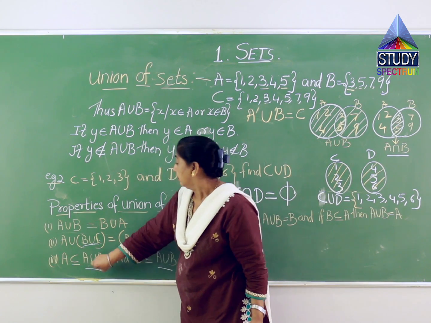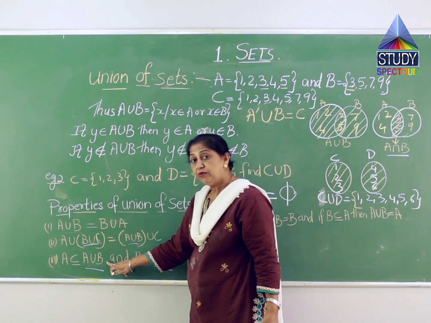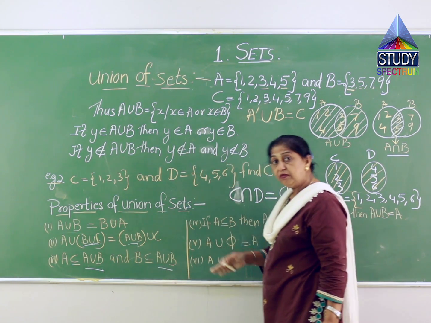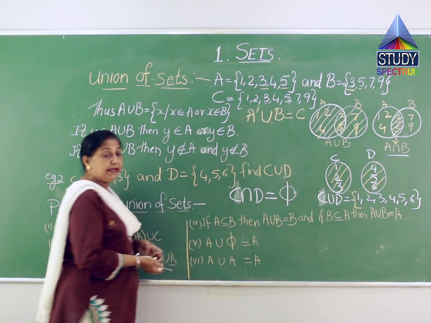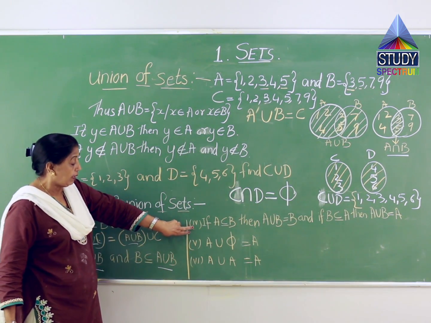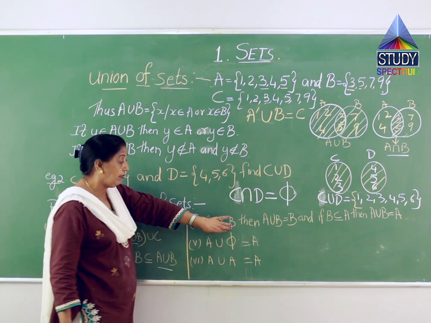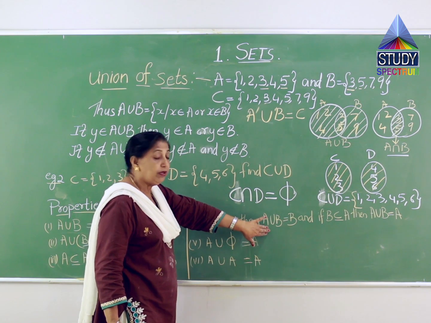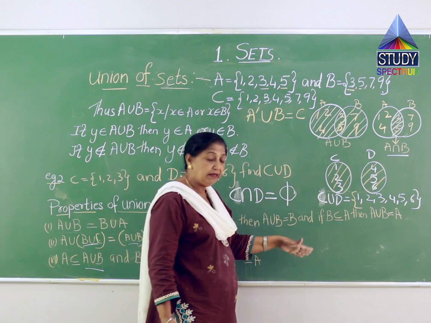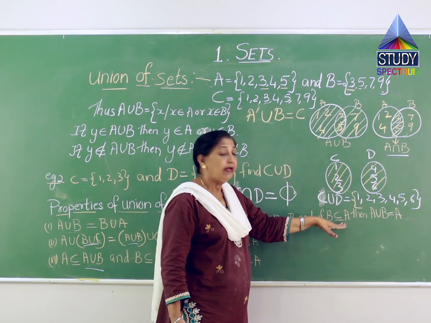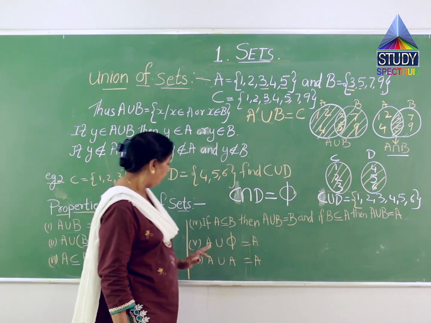This again I'll explain. If A is a subset of A union B, then B is also a subset of A union B. The next property, the fourth one: if A is a subset of set B, then A union B is equal to B, and if B is a subset of A, then A union B will be equal to A.